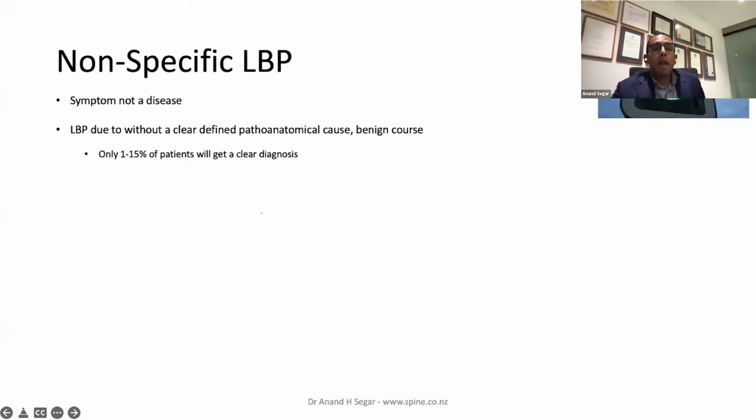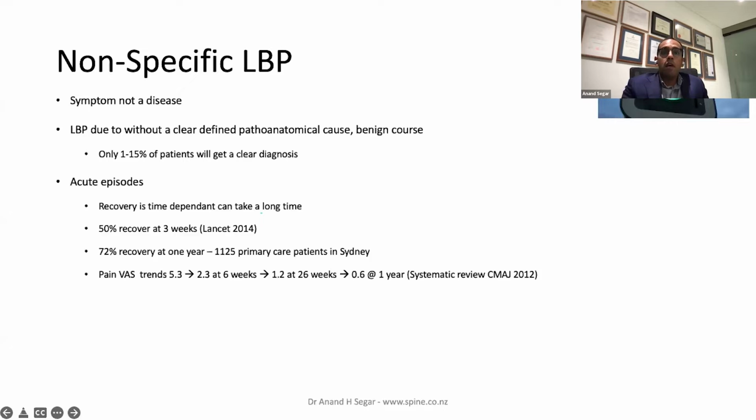So non-specific back pain is a symptom, it's not a disease, and it's low back pain without a clear defined patho-anatomical cause, so it's benign. And only 1 to 15% of patients will get a clear diagnosis. Acute episodes, the recovery is time dependent and can take a lot of time for some people.